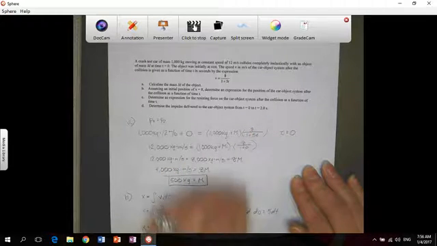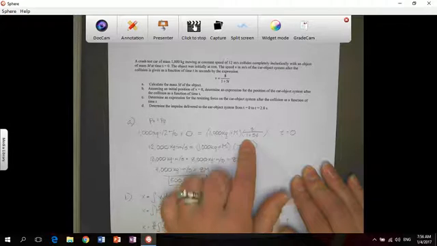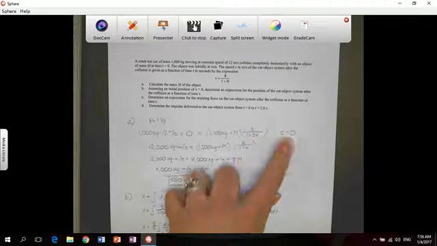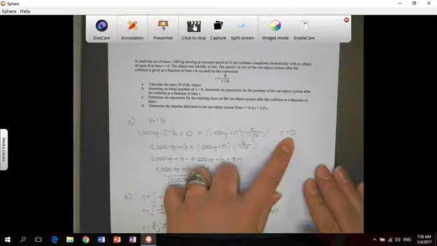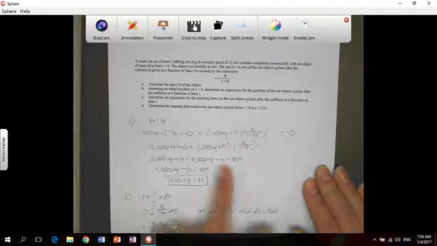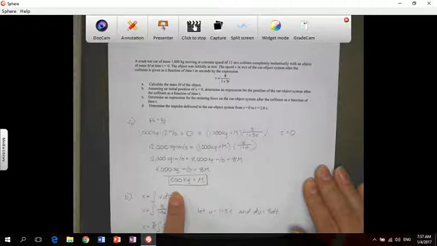This collision, this transfer of momentum, happens when time equals 0, and so we substitute in t equals 0 here in order to get our velocity, which ends up being 8 meters per second. And so then we are able to go through and solve algebraically and find that the mass of the object is 500 kilograms.